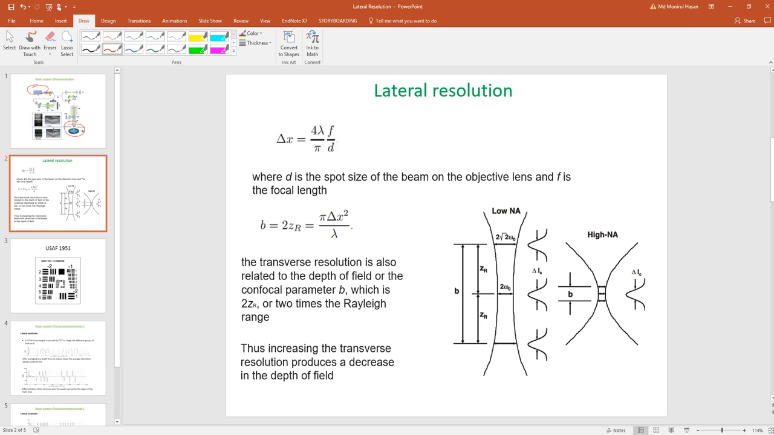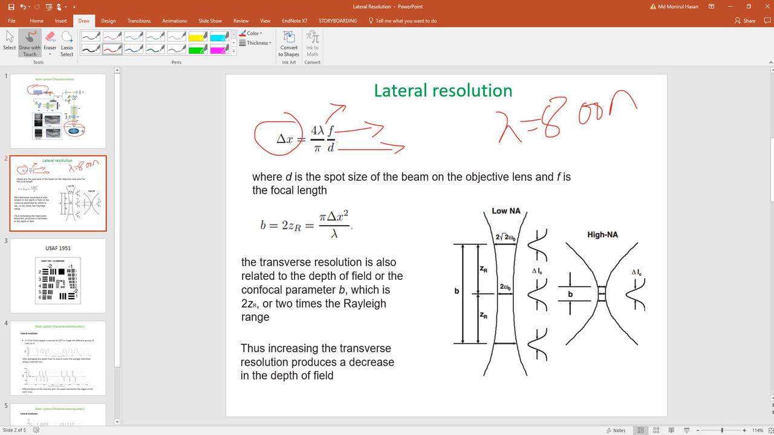Let's go over some basics. Lateral resolution depends on several things. It depends on the wavelength. For example, in our case, we can use a laser source with a wavelength of 800 nanometer, and F is the focal length of the objective, and D is the spot size of the beam.